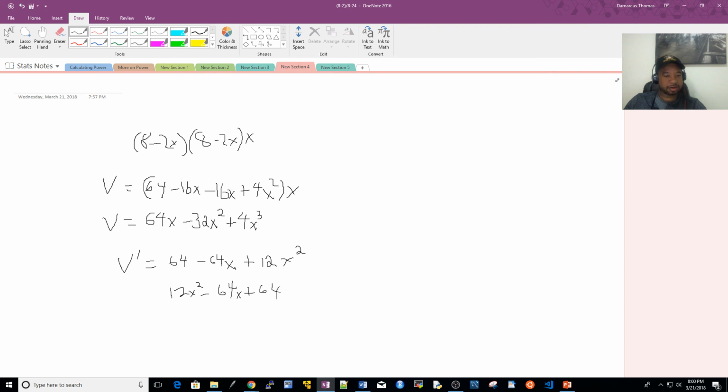You have to set it to 0 because we want to know where the instantaneous rate of change is 0. That's going to be either a max or a minimum. So the instantaneous rate of change is 0. Let's find what x value will maximize this. I need to solve this quadratic. I'm going to factor out a 4.